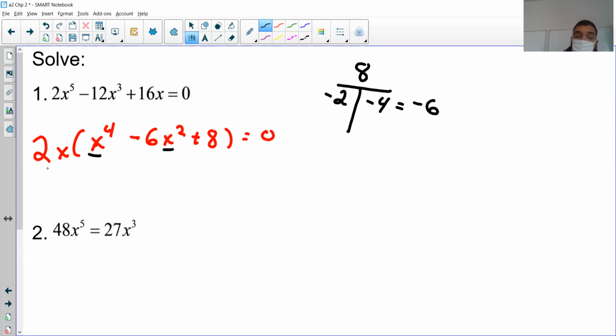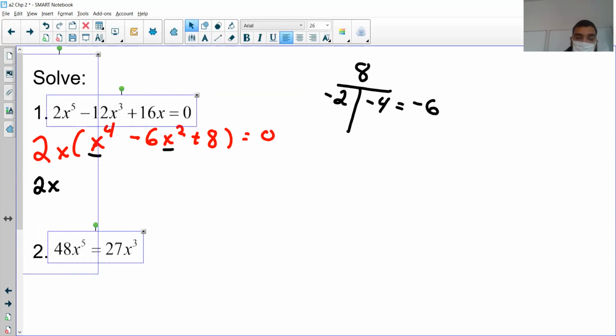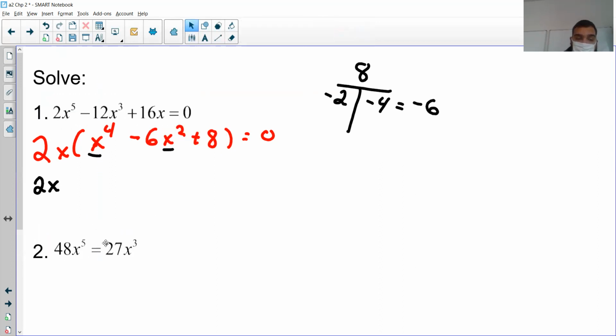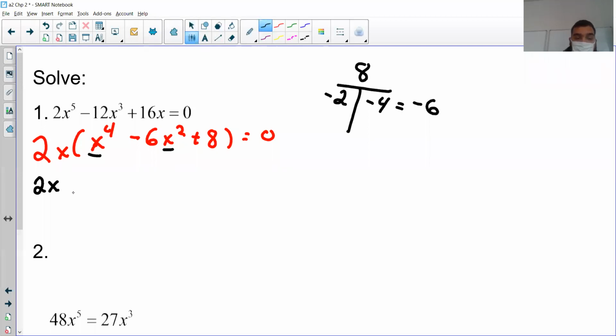So I'm going to rewrite this part. May I move just this? Oh, wait, okay. I'm going to rewrite just this as 2x, x squared minus 2, and x squared minus 4 equals 0.